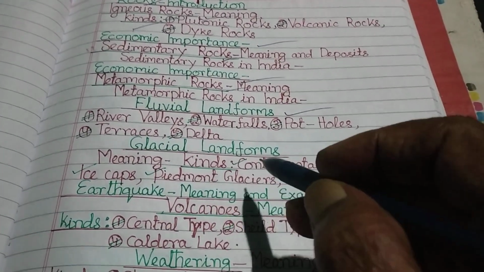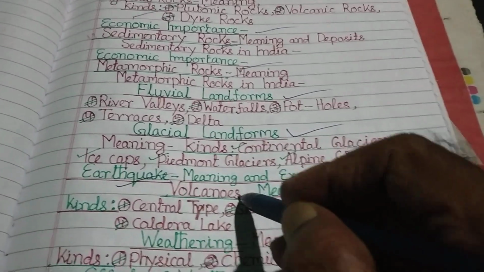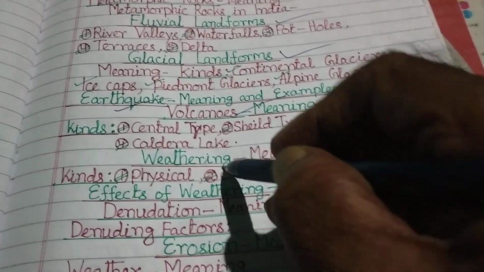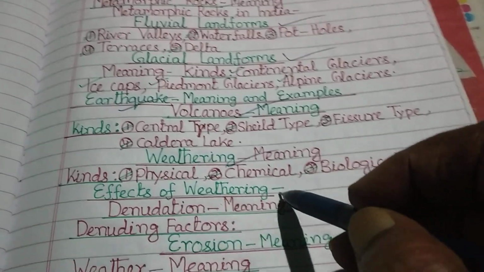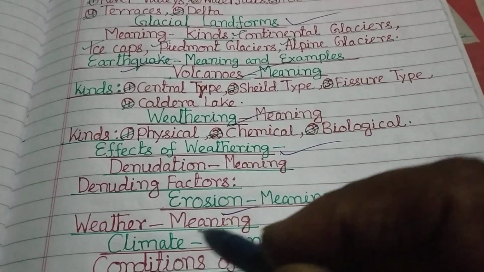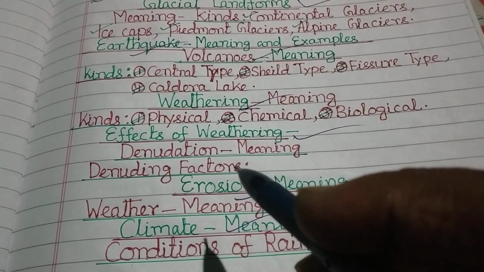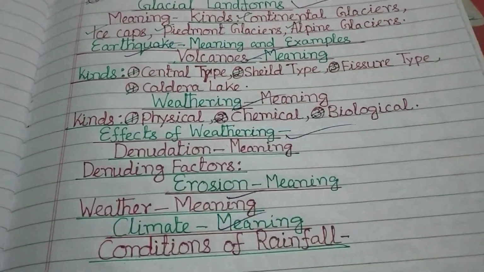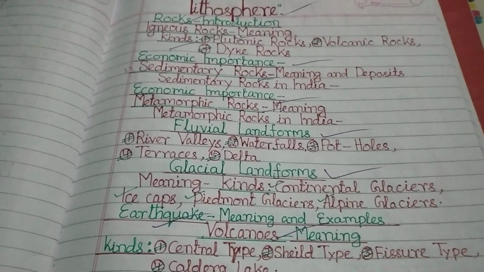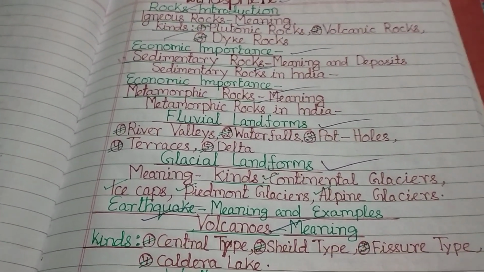landforms, then glacial landforms, then earthquake, volcanoes, their kinds and weathering, then the effects of weathering, then erosion and climate, and the exact meaning of climate. So also we discuss about earthquake, etc. So in discussing lithosphere, first we will discuss what rocks exactly means.